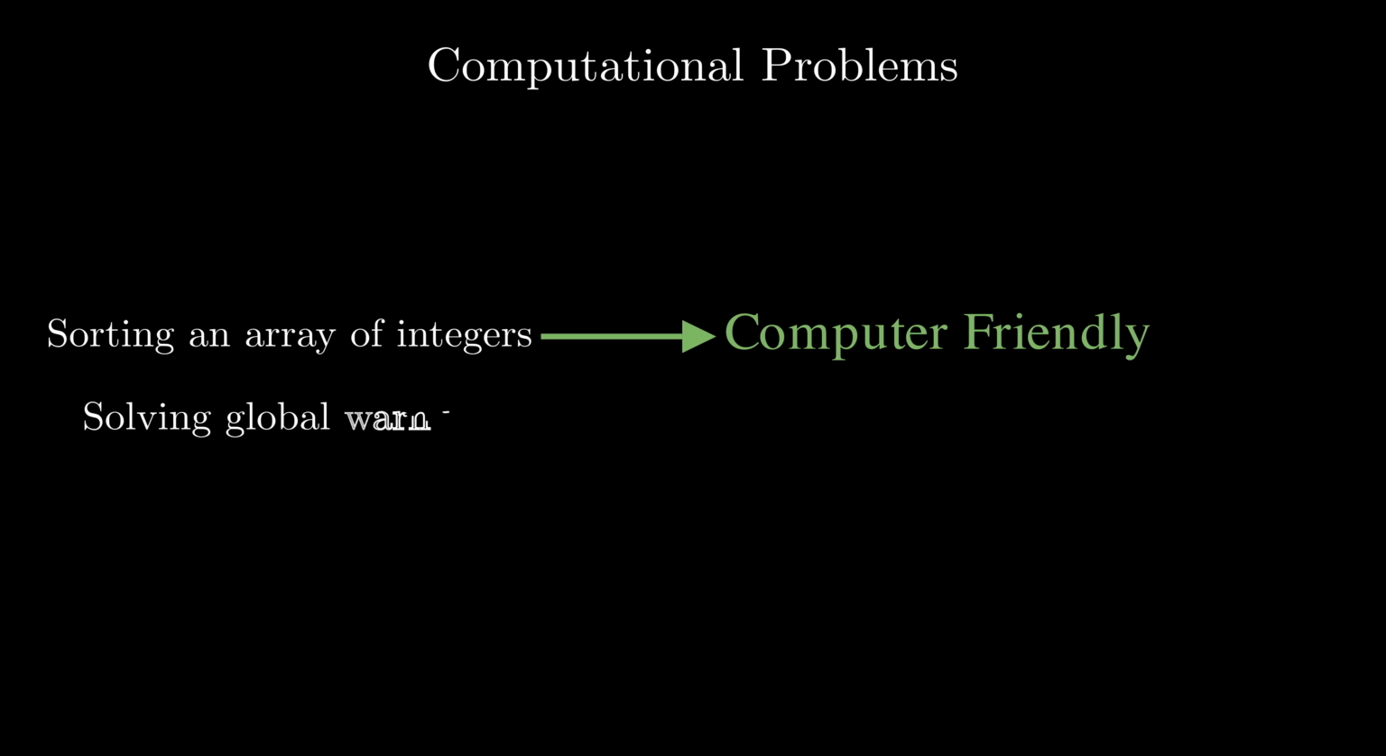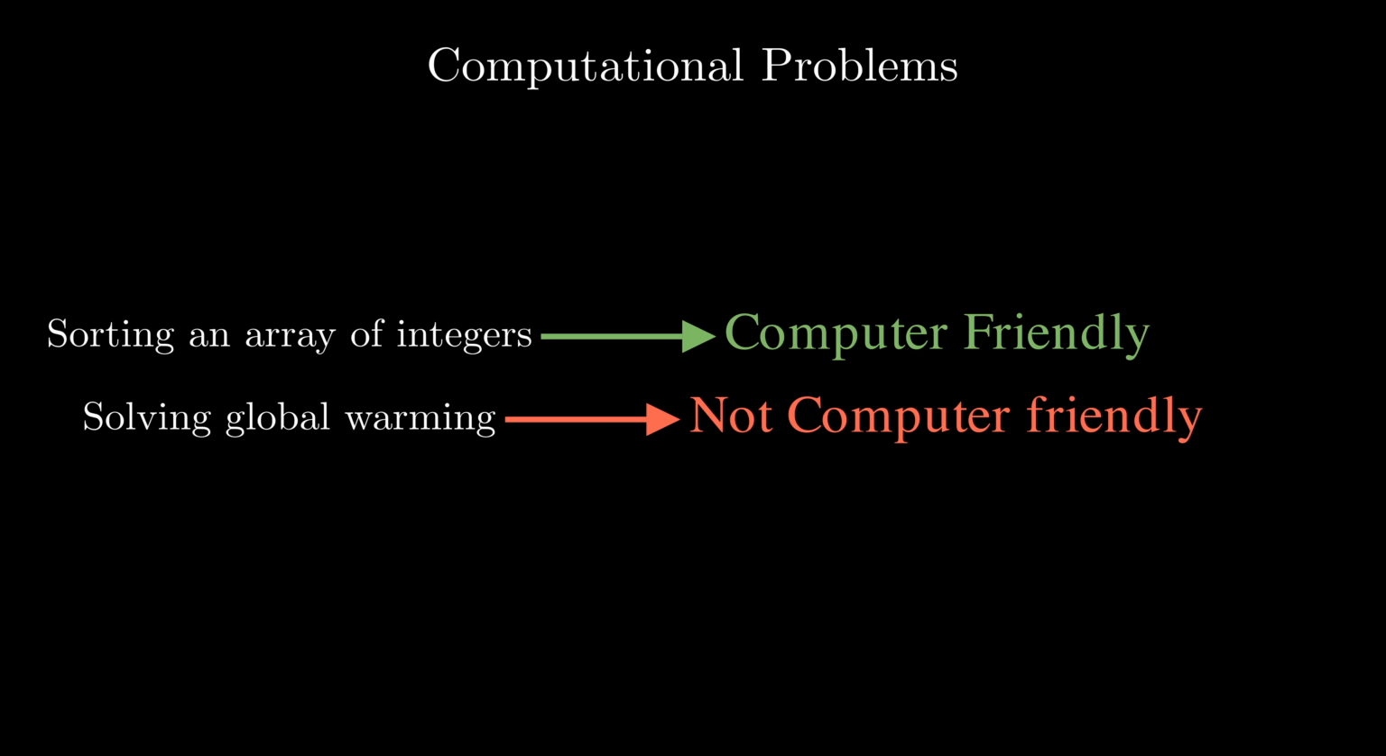This video will introduce the concept of computational problems and how they are different from real-world problems. Computational problems are the class of all mathematical problems that can be solved using just a computer. For example, sorting an array of integers is a very typical problem that you would be able to make a computer do. While solving global warming is a much more complicated issue that requires scientists, policymakers, and computers all coming together to form a solution.